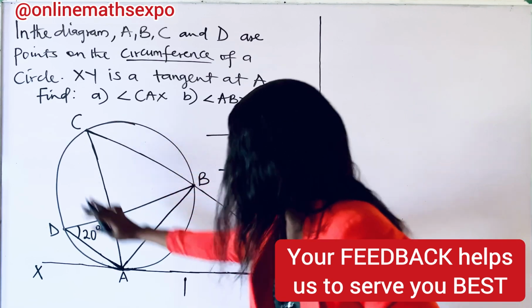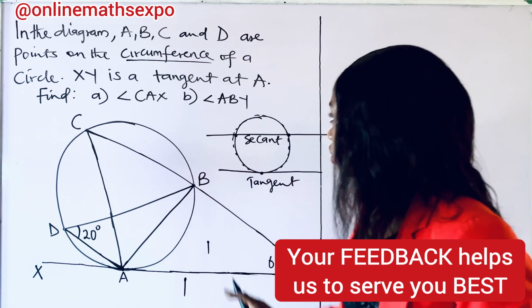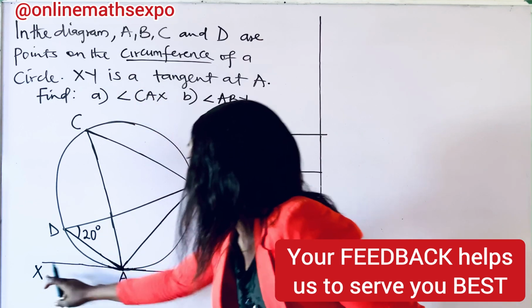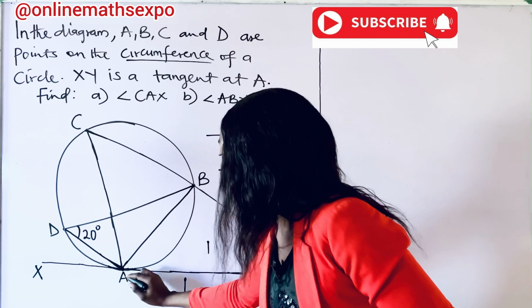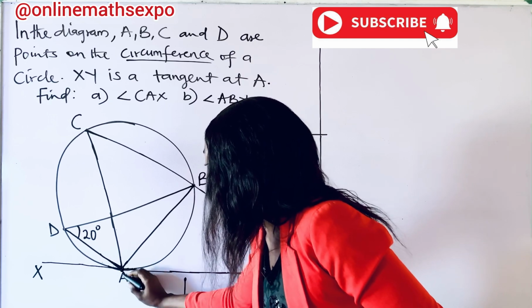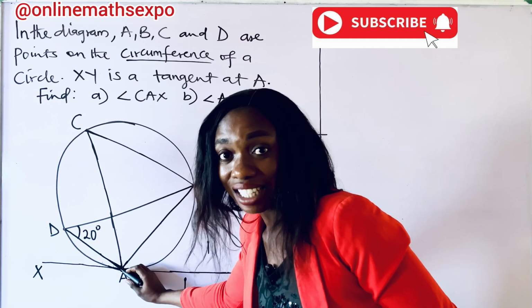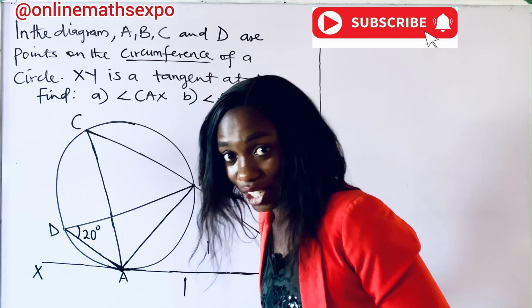Now, go to the diagram again. Where do we have XY? Look at your X and look at your Y. You notice it's a straight line, and it is at this point A where it touches the circumference that is the tangent. I hope you have understood it.